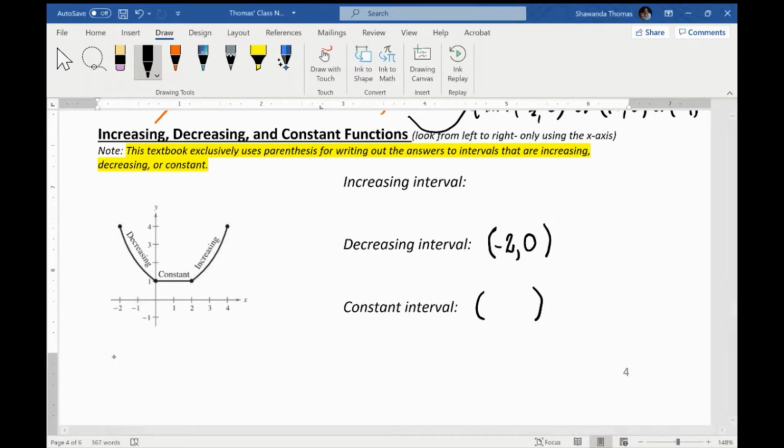All right. Constant. It's constant. It picks up right here and ends right here. So what's the interval? 0 and 2. Very nice. 0 to 2.